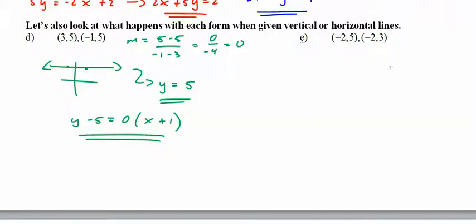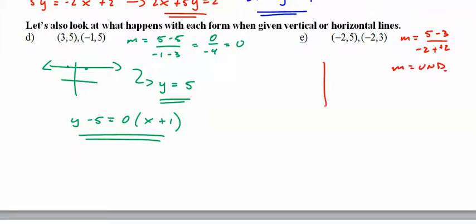Over here, I'm going to take a wild guess. I think I'm going to get an m equals undefined, but let's check. I'm going to actually subtract the second one from the first. 5 minus 3, negative 2 plus 2. M equals undefined.